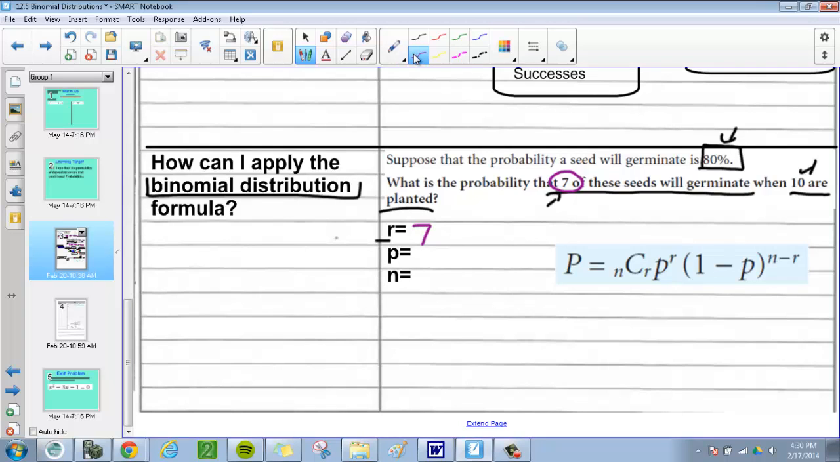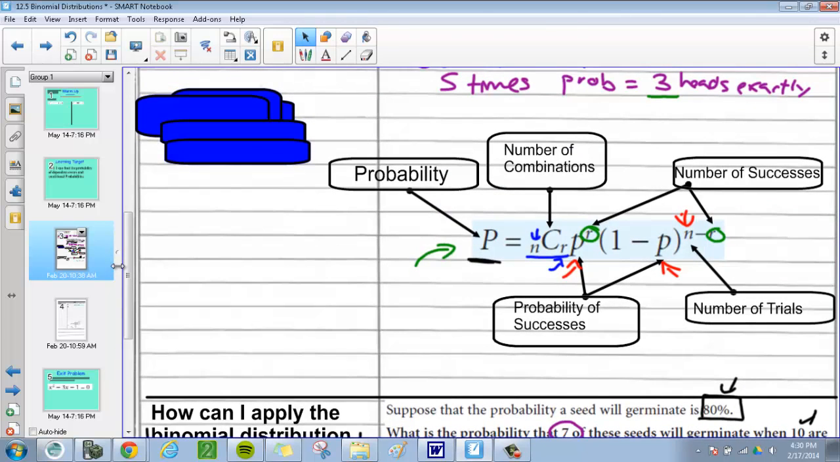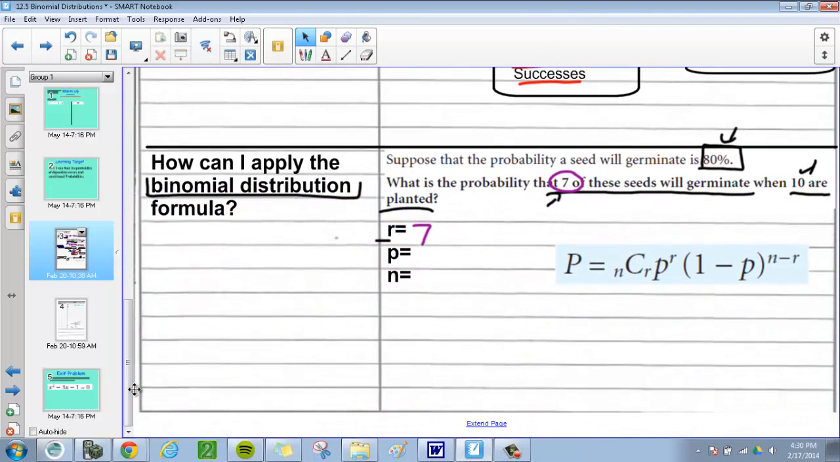And then P represents something about the probability. Let's go take a look. Our P is the probability of success. Coming back down here, the probability of success is 80%, right? So our P is 80%, but we can't use the 80%. We have to change that to a decimal, so we'll change it to 0.8.